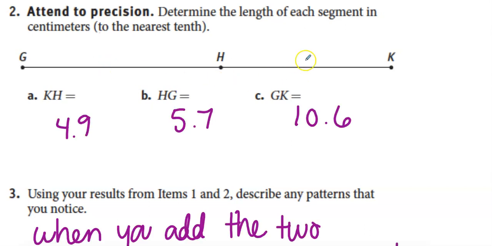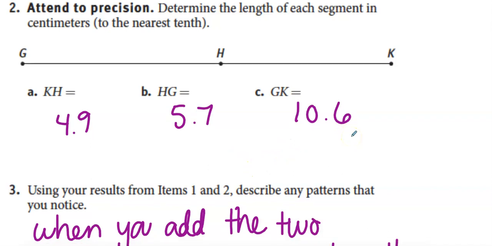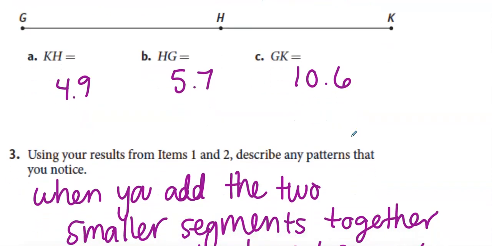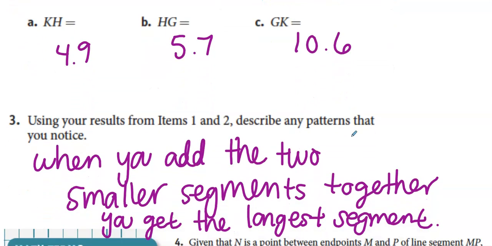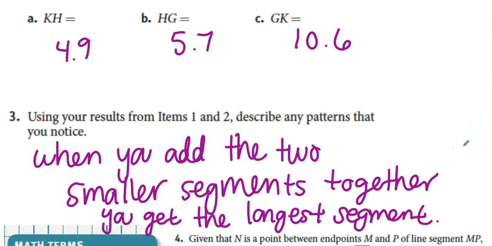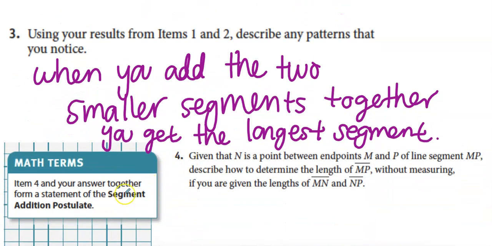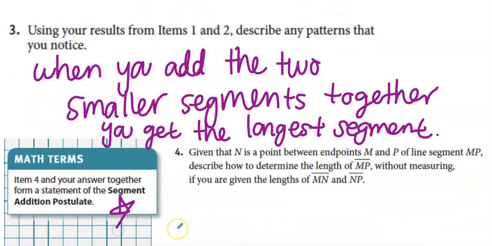Guys, so when you measured this first segment over here, you should have gotten 4.9. When you measured the other segment, HG, you should have gotten 5.7. And then last but not least, you should have got 10.6 for the whole entire line. And so number 3 wanted you to describe your results and any patterns. I kind of talked about it previously, but if you add these 2 smaller segments together, you are going to get this longest segment. Okay, so it's going to introduce us to our segment addition postulate. Okay. So let's talk about that.